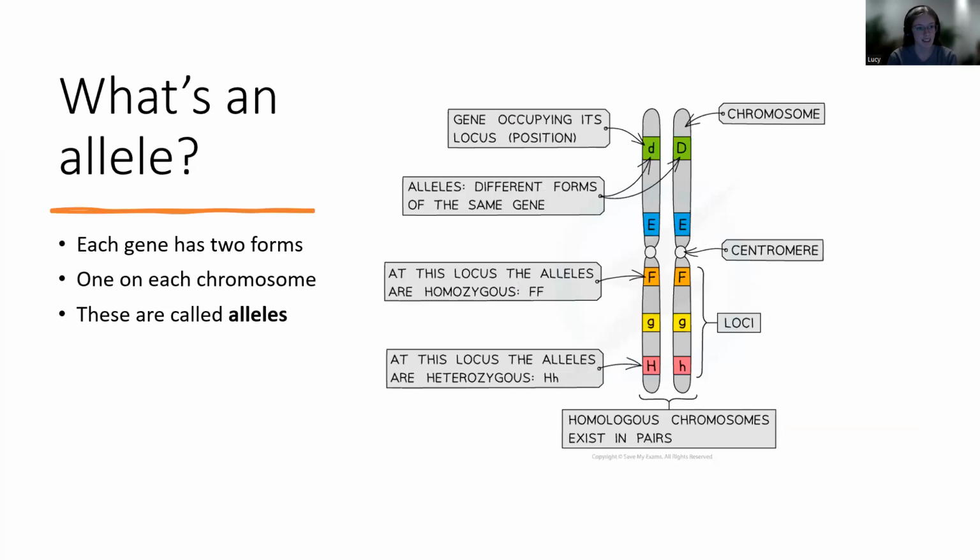What is an allele? An allele is different forms of the same gene. You have one allele on each chromosome that correspond to each other. These are inherited from your parents. So one is going to be from your mum and one is going to be from your dad. They can be exactly the same allele, identical in every way, as you can see from the blue ones there. They're both a capital E. Or they can be different, such as the green ones, where there's one capital D and one little d.